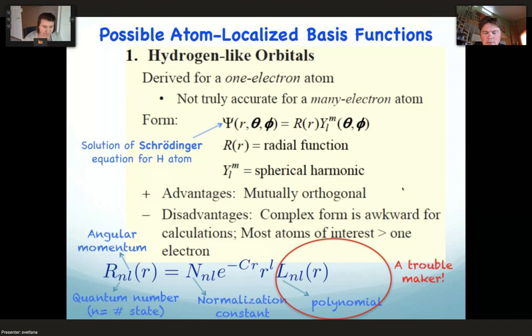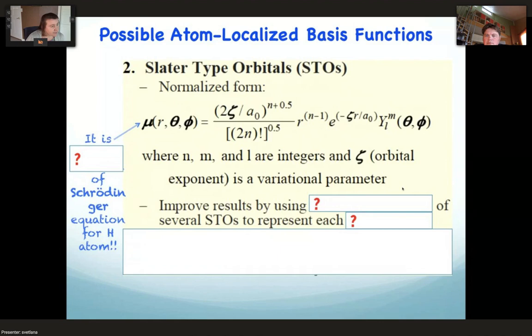Because of this part, no one really uses the actual hydrogen-like orbitals. Instead, they use a simplified form, so-called Slater-type orbitals. They don't have this polynomial part. The only part which is preserved is the normalization constant, and here I'm showing the first part of this, with a numerator and denominator. This is the normalization constant.